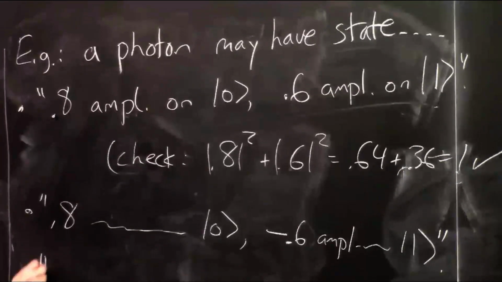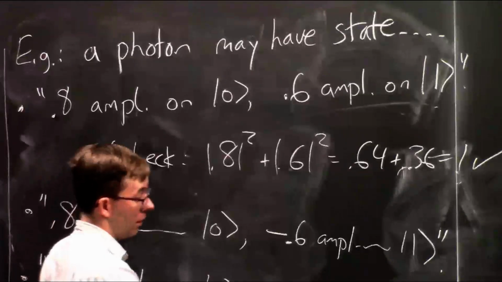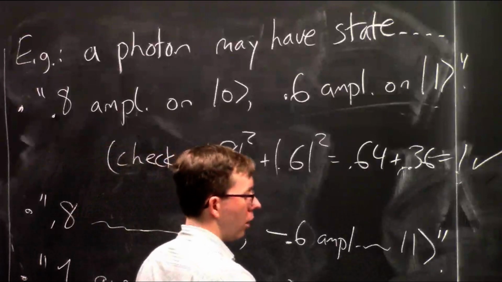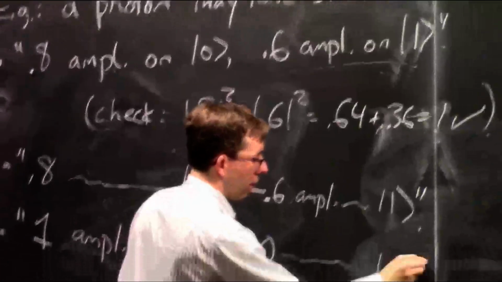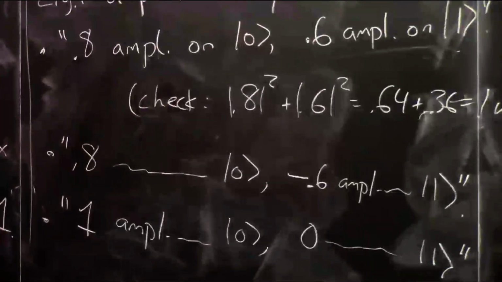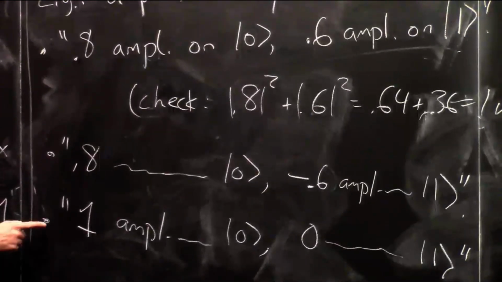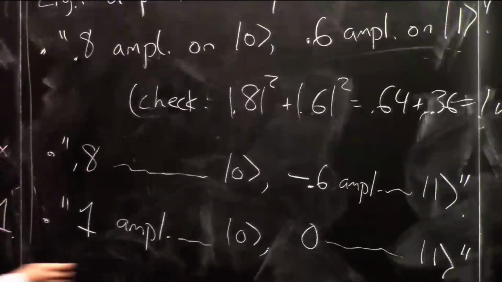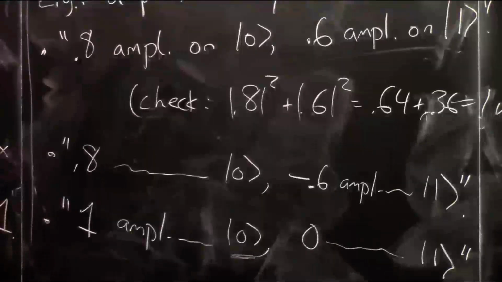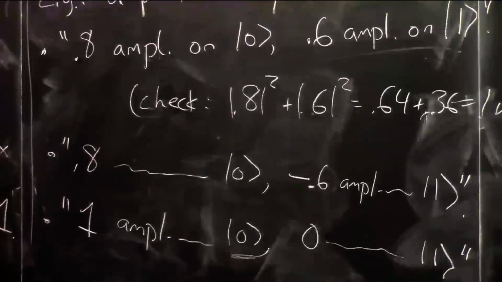Okay, let me do another example. So you can also have 1 amplitude on 0 and 0 amplitude on 1. It's kind of convenient that I have the two basic states written in these funny brackets to distinguish them from numbers. Okay, 1 squared plus 0 squared is 1. And this particular state is sometimes just called 0, for reasons we'll eventually see. Sort of like purely, or 100%, horizontally polarized.